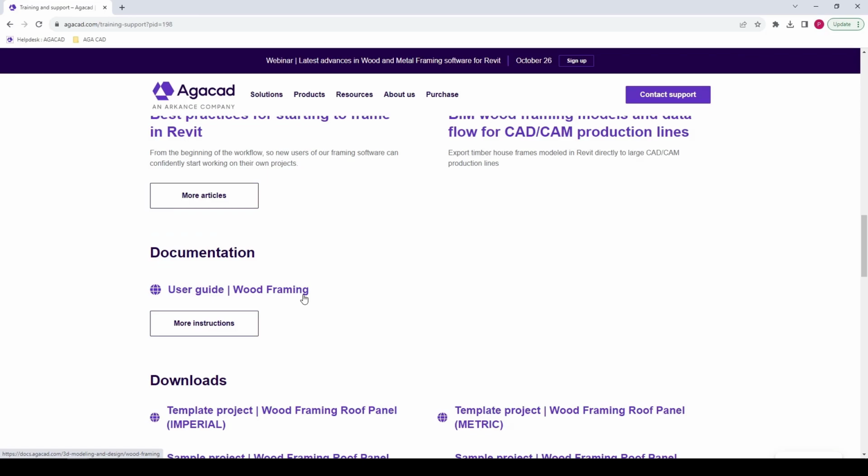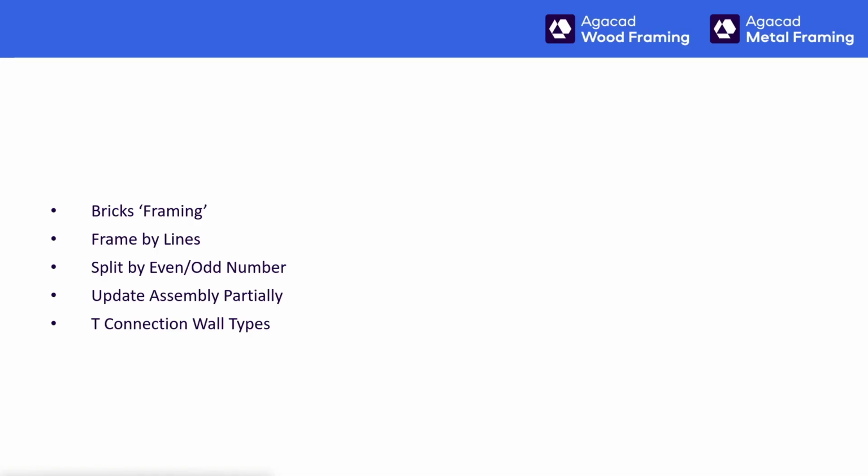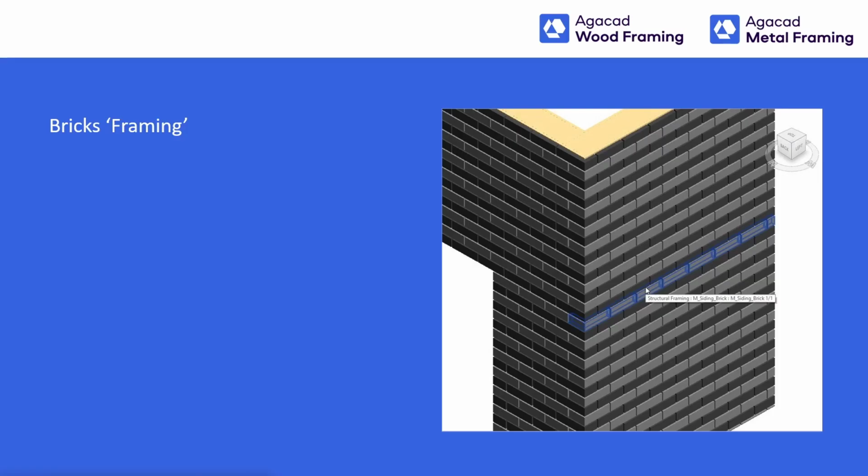Okay, so that's that. Right, so when it comes to new features, there are also several new features. For example, these are just a few out of many, the few that are worth mentioning in this webinar. So things like brick framing, frame by lines, split by even or odd number. By split, I mean split sheeting or paneling. Update assembly partially, and T-connection wall types. So we'll go through these one by one.